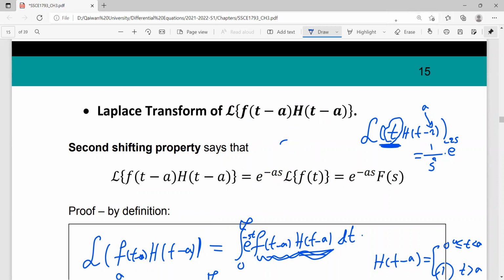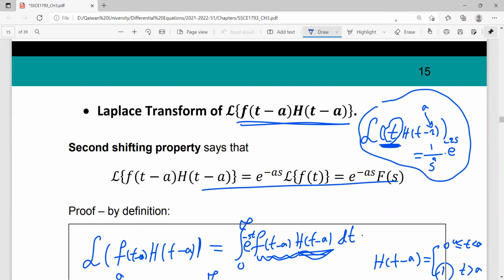Which one? This one or this one? This one. Okay. Yes.